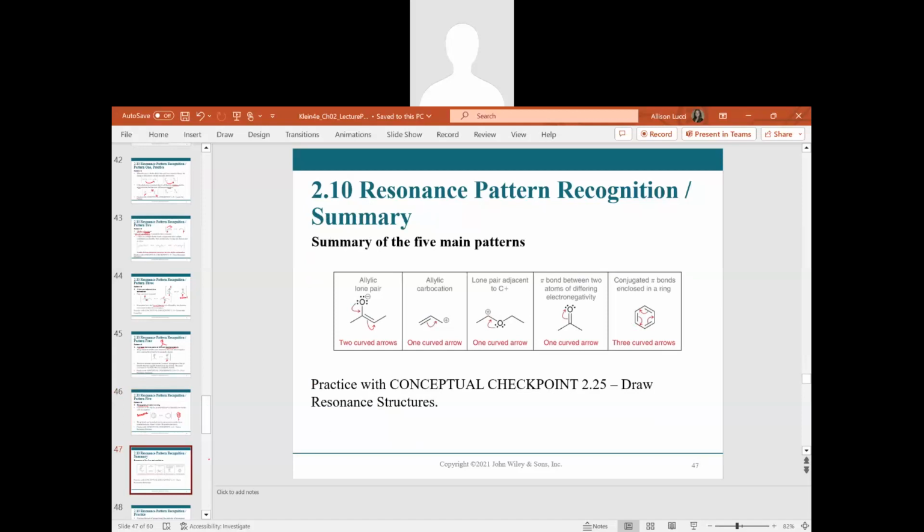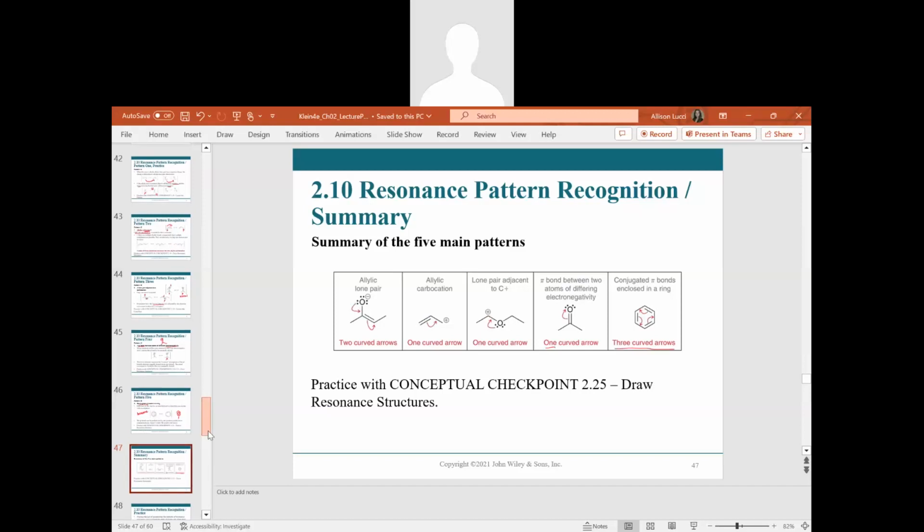Now, this is a summary slide of all the different arrow pushing patterns or resonance patterns that we were asked to recognize earlier. So we have our two arrows in an allylic lone pair. The allylic carbocation only needs one curved arrow. Also, we have the lone pair adjacent to a carbocation has one curved arrow, and the pi bond that's between two atoms of differing electronegativity, so carbon and oxygen in this case, one curved arrow. And then our last ring structure has three curved arrows needed.